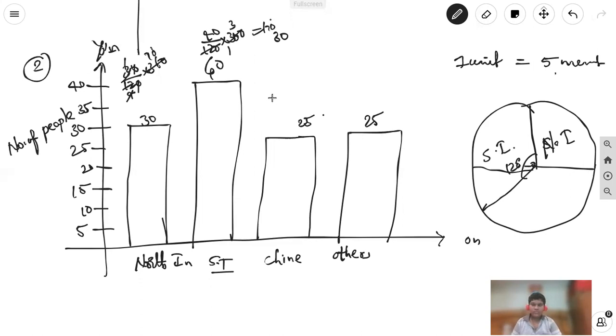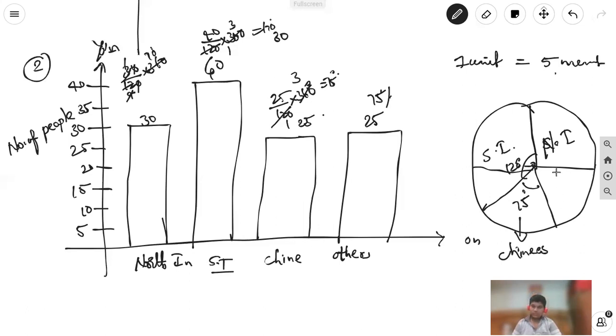Next, 25 by 120 into 360 degrees. 120 into 3 is 360, so it's 75 degrees. It is also 75 degrees for the other. It's 90 plus 60, exactly 150. 150 can be divided into 75 degrees for Chinese and 75 degrees for others.